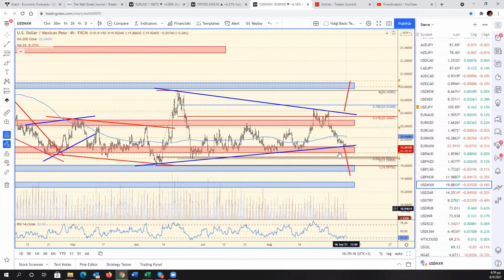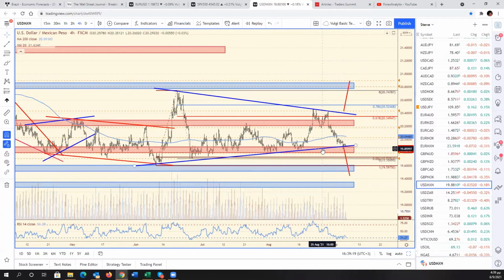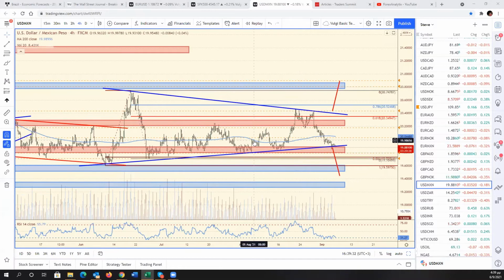Here's USD MXN. Support 1983. Currently, as you see, testing this symmetrical triangle's trend line support and looking decently heavy. And first area of resistance has to be at 2002.